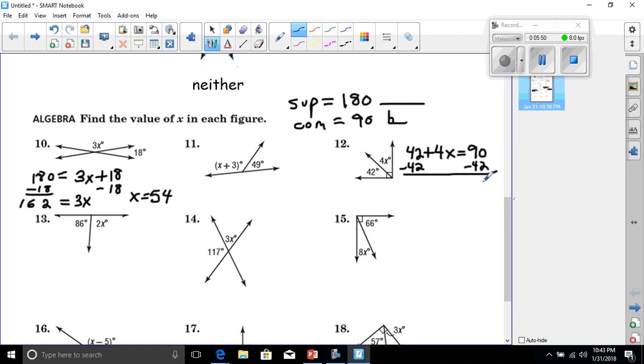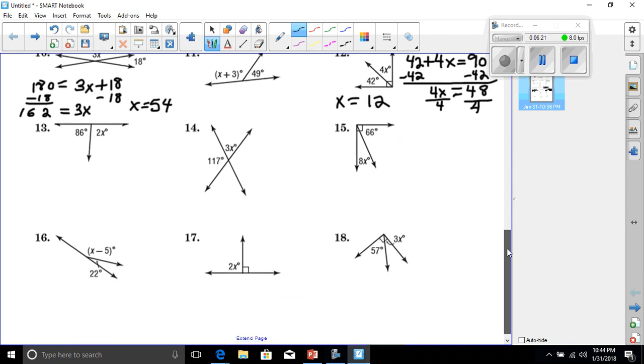That tells me that this side is going to be 48. Now that I know that this side is 48, I know that 4x is going to equal 48. Well, what do I have to do to get rid of the 4 from x? I have to divide by 4, which means I'll have to divide this side too. How many times does 4 go into 48? That goes in 12 times. So that tells me that x equals 12.